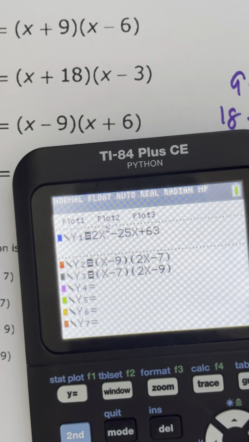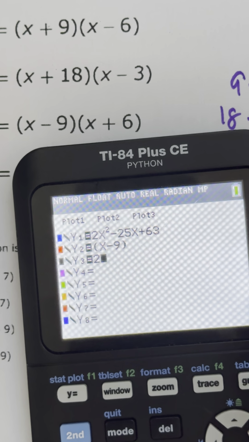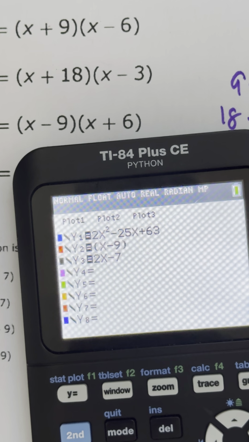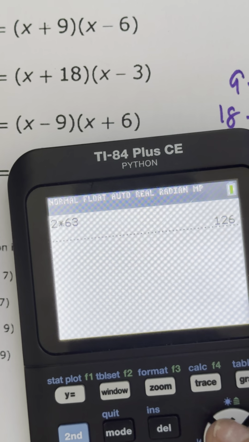Okay, graphing. When you're only given one of the factors, you can solve by graphing. So let me show you what that looks like. So we know that our answer is G. So 2x minus 7 is your other factor. So you put them on two separate lines and you graph.